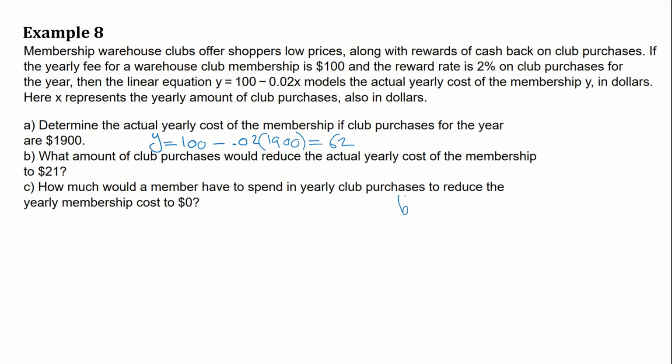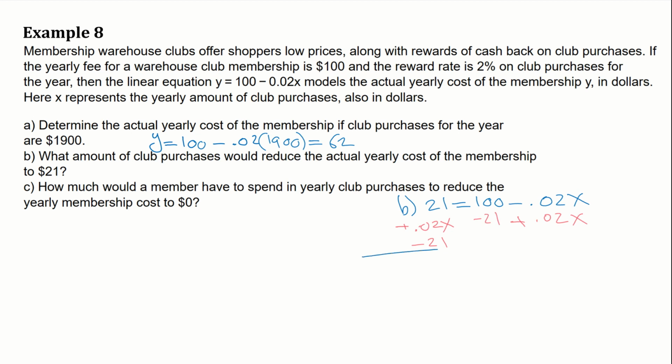So this is for part B. So you want 21 to equal 100 minus 0.02x, right? So you know what I want to do for a change? I want to stick with decimals, all right? We're going to solve this one just using the decimal because it's pretty easy. So let's go ahead and move this negative 0.02x to the other side and bring the 21 over here. That way we get a positive coefficient on the x anyway, which is always kind of nice. All right, so we're going to subtract 21 from both sides as well.